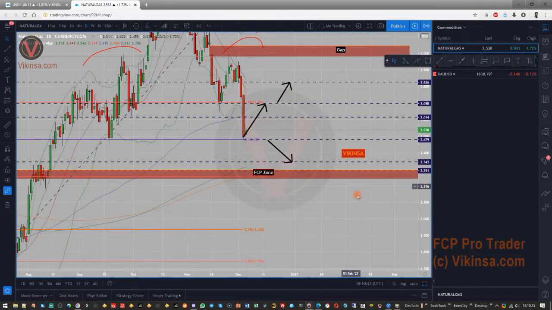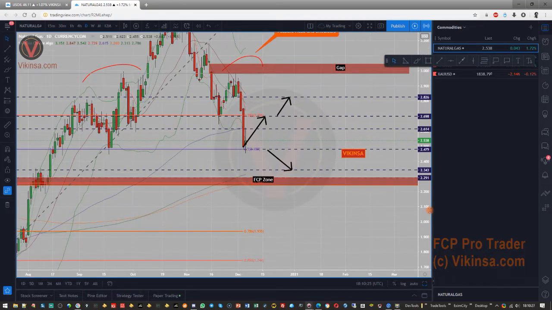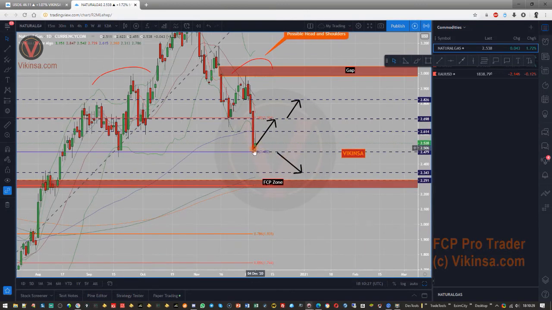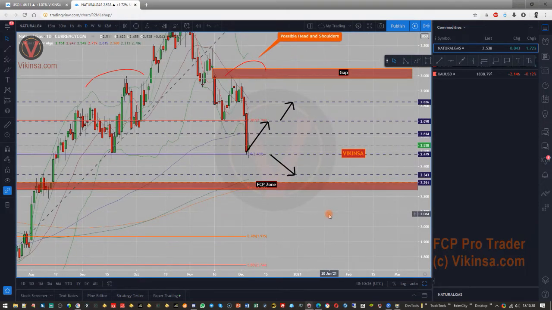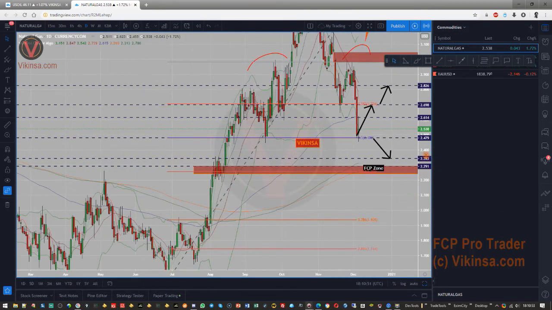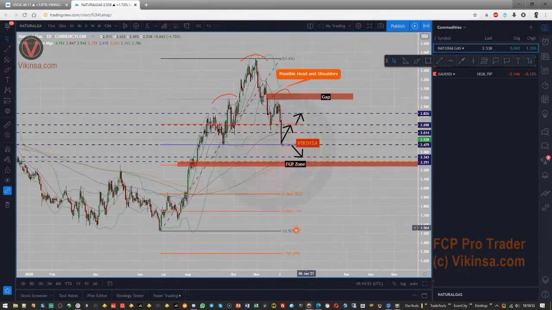At all of these levels, the market may actually experience support and resistance. So if you are looking for any kind of movement, then you need to make sure that you are managing your positions around these levels. If you want to find new opportunities to enter long or short, then you should look for a confirmation around these levels as well. Ultimately, I'm expecting the market to come down to this FCP zone, which is also supported by the 200 moving average here and the 61.8 Fibonacci level, giving us a very good FCP zone.